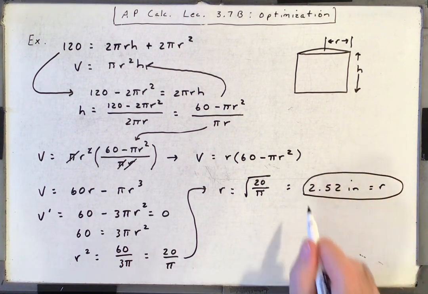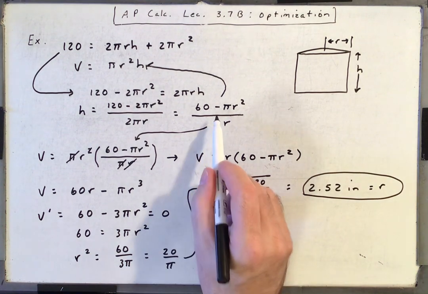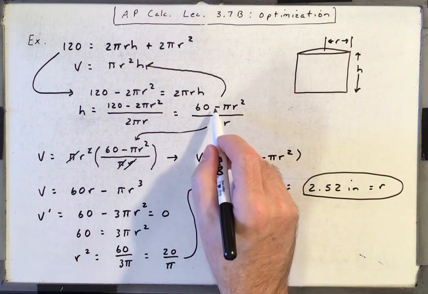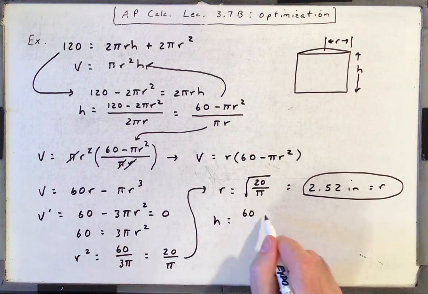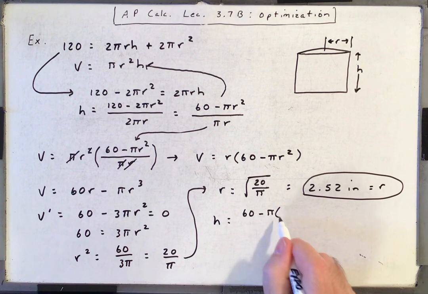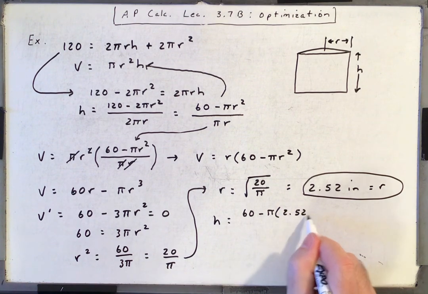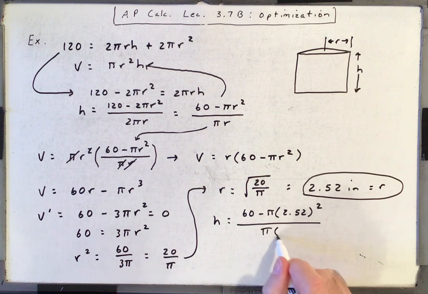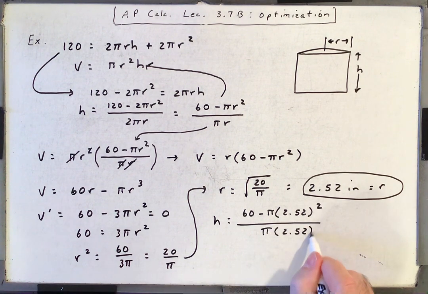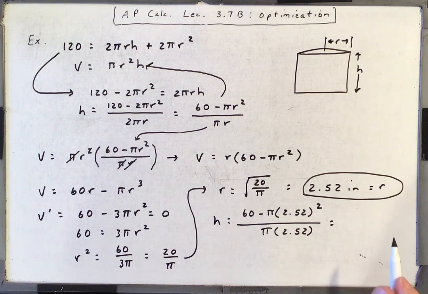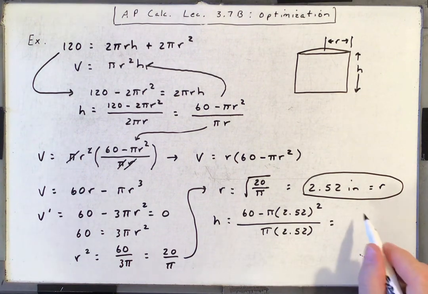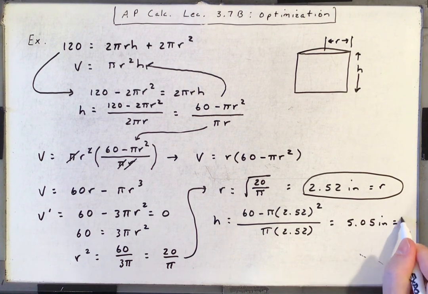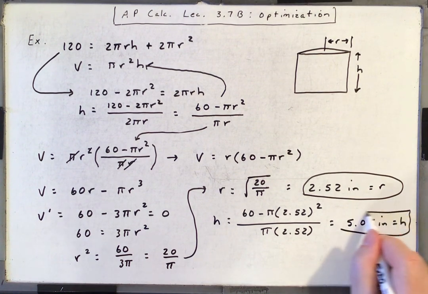How would you get h? Well, you've got a formula for h, right? So for h, we're just going to put that 2.52 right into here. It's going to be 60 minus pi times 2.52 squared over pi times 2.52. So if your calculator, your fingers don't betray you, that's going to be 5.05 inches is our height.